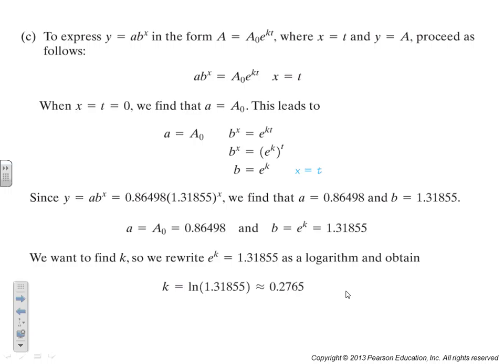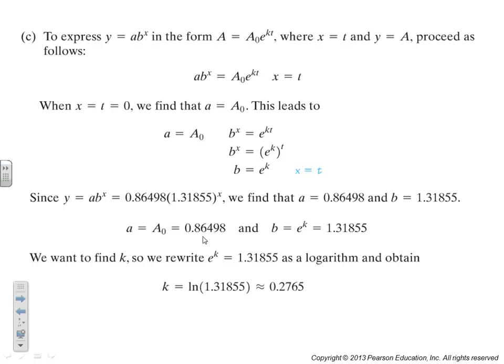Do you see what's happening here? We're trying to get base e into our equation. So we're trying to be a little tricky on that. When we get to the e, we take the natural log of both sides, and we get k equals natural log of 1.31855, which is 0.2765.